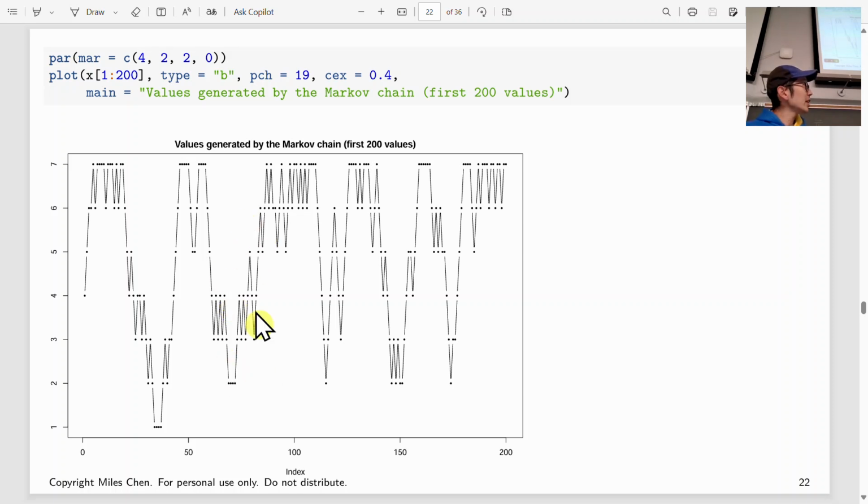And again, these are not IID values. Each value is related to the previous value. Either it is the previous value or it's one above or one below it. But that's what it looks like.